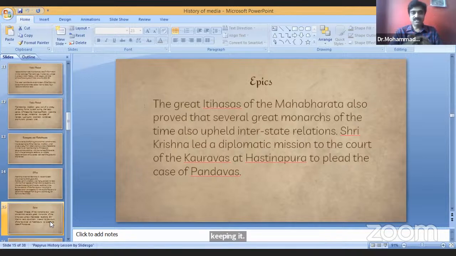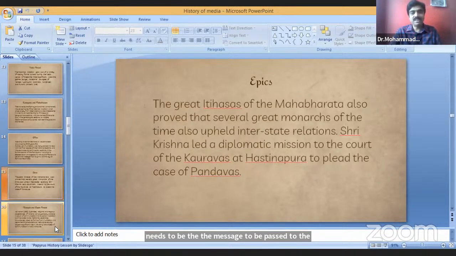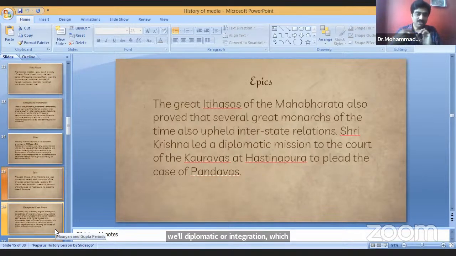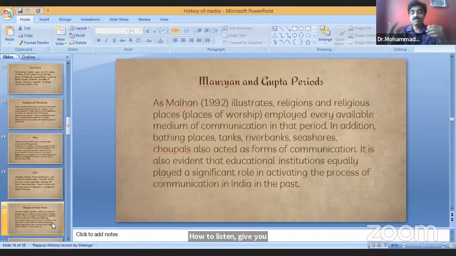What kind of interaction, interstate relationship, dharma, and activity, and what message needed to be passed to the Kauravas. That way Krishna went on a diplomatic mission, and that way we have diplomatic, international, or interstate relationships. These epics, the Ramayana and the Mahabharata, show how political activity and interstate relationships happened.